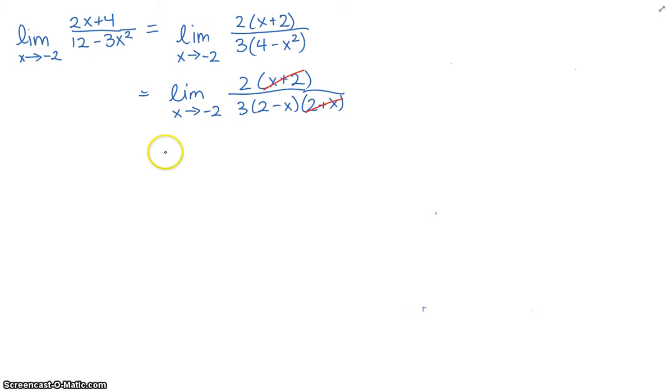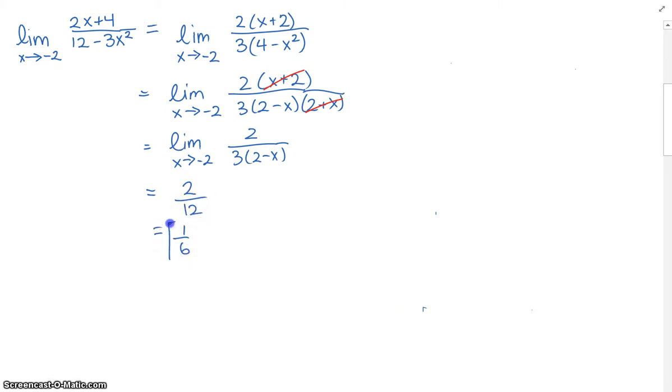Now we have something that as we plug in negative 2, we have 2 over 3 times 2 minus x. We don't have division by a negative or by a 0 anymore because when we plug in negative 2, you get 4 at the denominator. So as a result, your limit ends up being 2 over 12, which reduces down to 1 over 6.